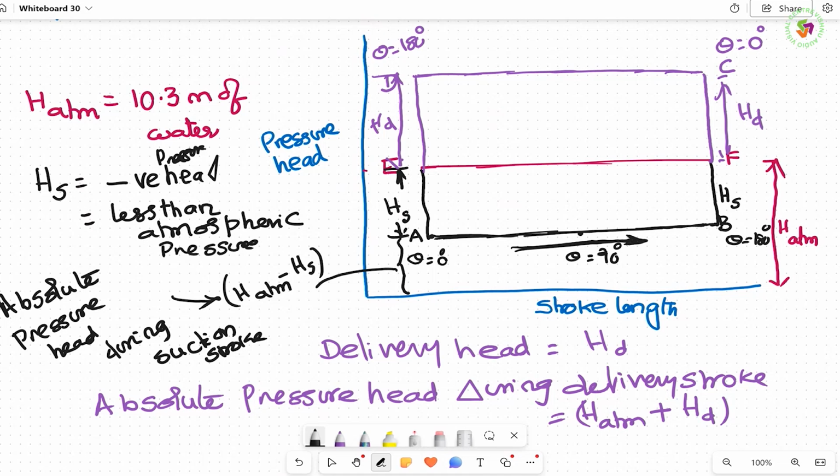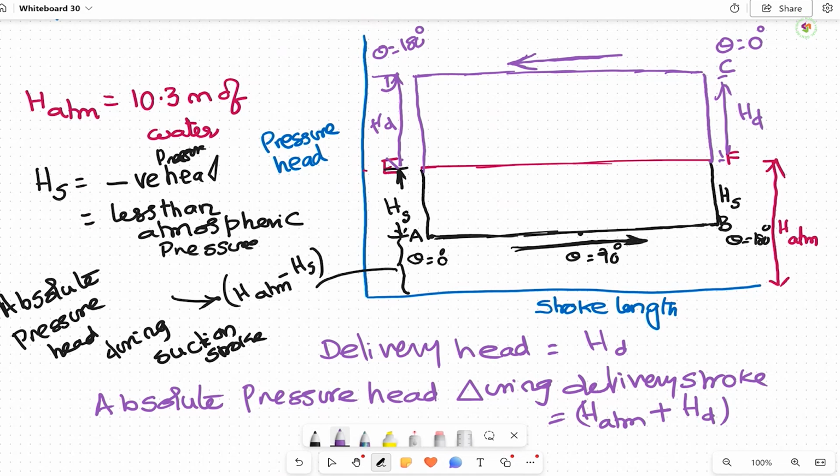When the water is being sucked, the pressure head in this is the suction pressure head. Suction pressure head means it is less than atmospheric pressure. That's why we have represented the line AB below the atmospheric pressure head. That is the first thing. Then during the delivery stroke, naturally it pushes the water. So this is how the delivery stroke happens.